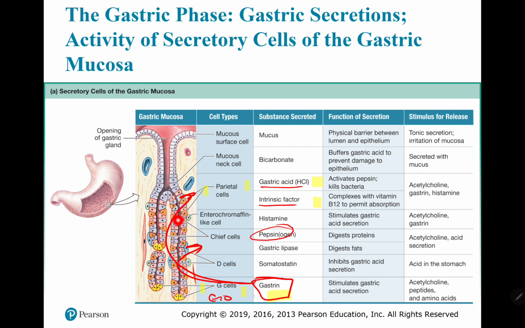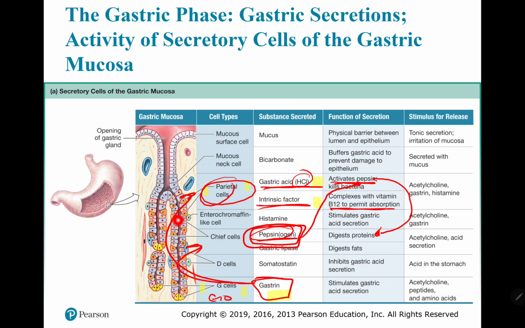So ultimately, the G cells produce gastrin, and gastrin stimulates the production of hydrochloric acid from the parietal cells, like we mentioned. So remember, chief cells produce pepsinogen. Parietal cells produce hydrochloric acid and intrinsic factor. Hydrochloric acid will activate pepsin. So this pepsinogen, when it's in the presence of hydrochloric acid, converts into pepsin. Pepsin now digests proteins. Intrinsic factor is important for our absorption of vitamin B12.